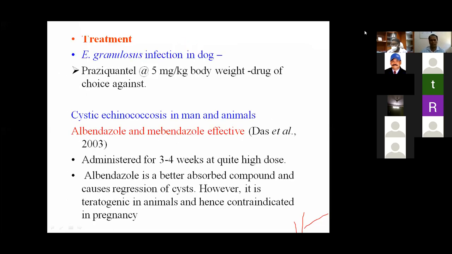When we go for the treatment, praziquantel is the drug of choice. 5 mg/kg body weight is the drug of choice for dogs, whereas albendazole and mebendazole are given in human beings or in the animals having the cystic stages. And they are to be given for a pretty long period and in very heavy doses. Although in human medicine, we don't prescribe.